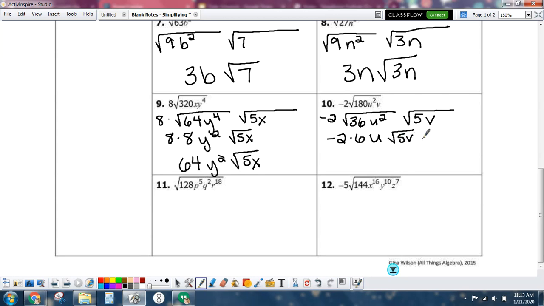Okay, so now I can go ahead and multiply my numbers. Negative 2 times 6 is negative 12. Bring down the u. Bring down the square roots of 5v.